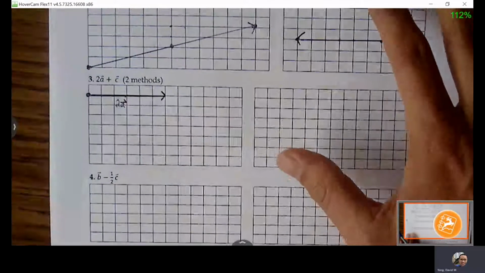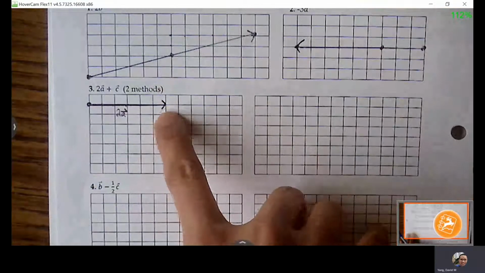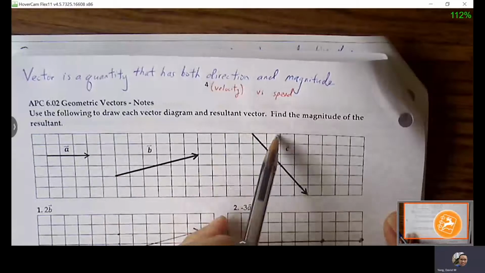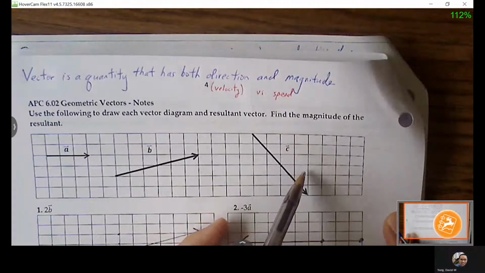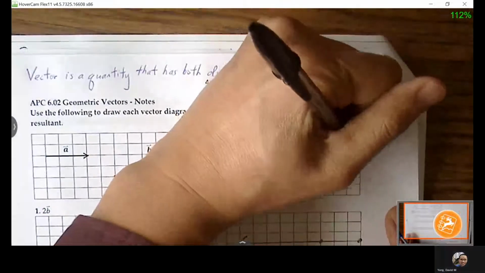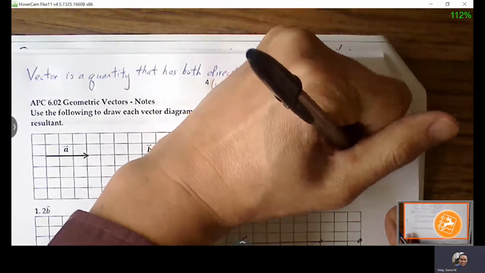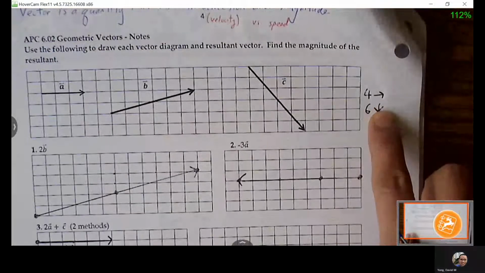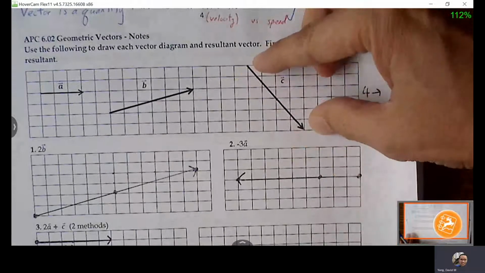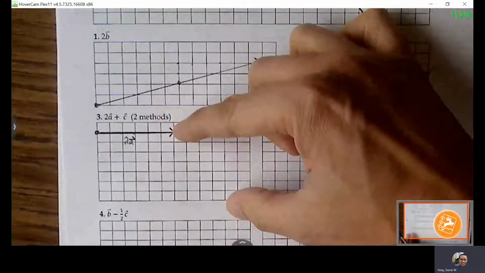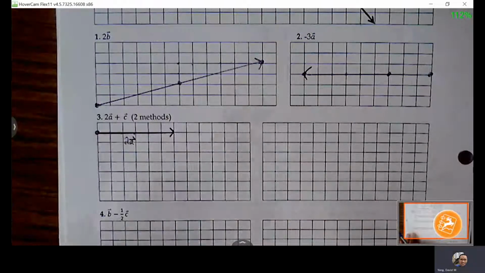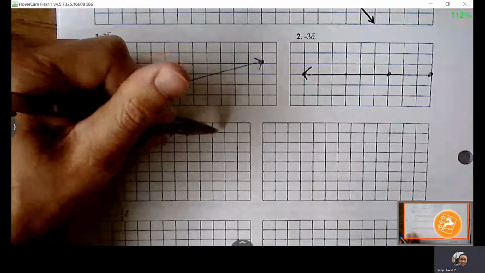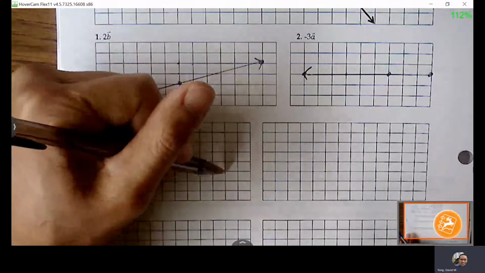And now I want to implement vector C at the end of vector 2A. For C, we have 1, 2, 3, 4 units to the right, 6 units down. So I'm just going to take this diagram and tack it on to the end of vector 2A. 1, 2, 3, 4. 1, 2, 3, 4, 5, 6.